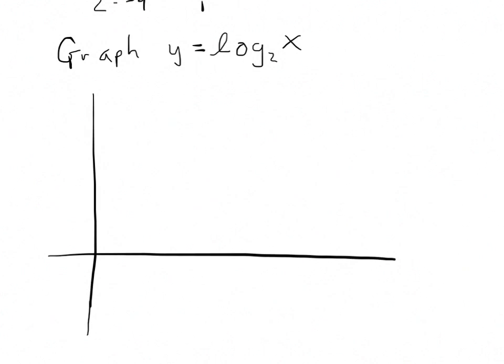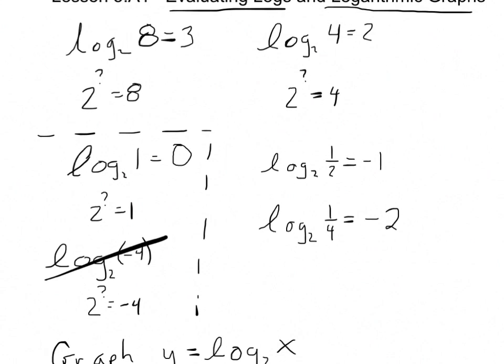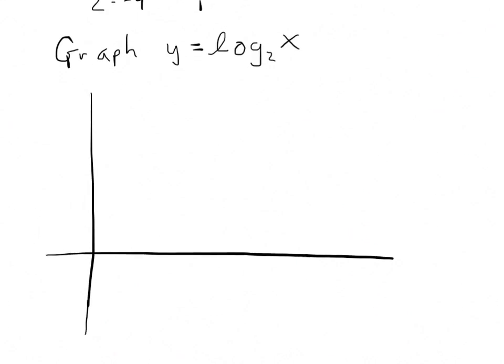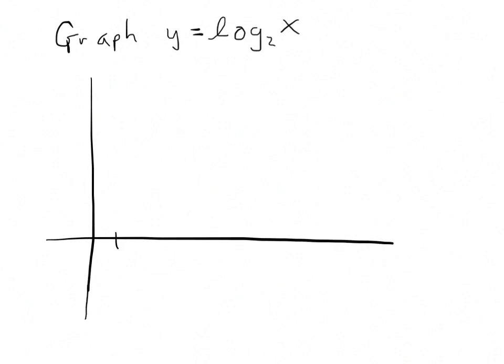So from up above, we knew that when we plugged in 8, we got back 3. When we plugged in 4, we got back 2. So we can apply that down here. If this is 1, 2, 3, 4, 5, 6, 7, 8. When we plugged in 8, we got back 3. When we plugged in 4, we got back 2. When we plugged in 2, we got 1. Plugged in 1, we got 0. Plugged in 1/2, we got negative 1. Plugged in 1/4, and we got back negative 2.